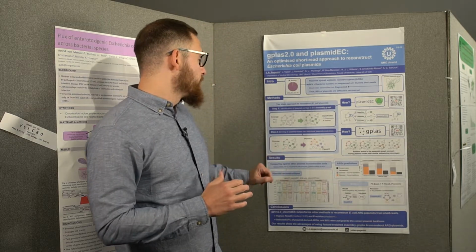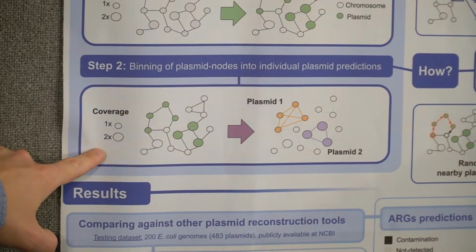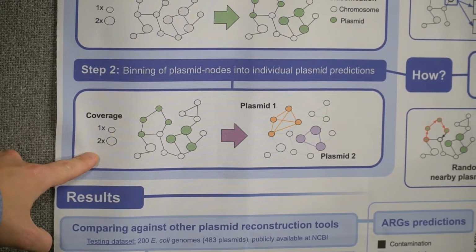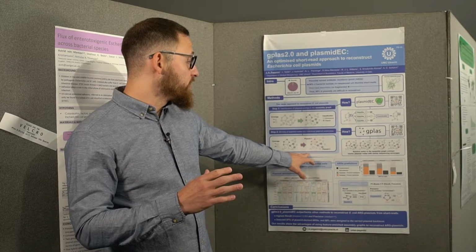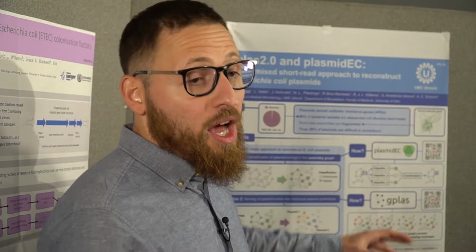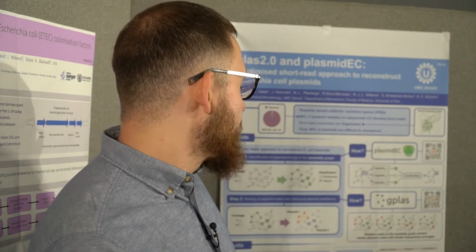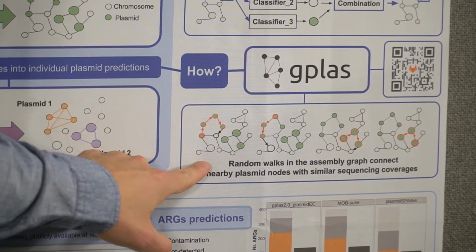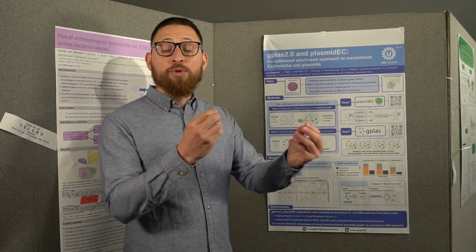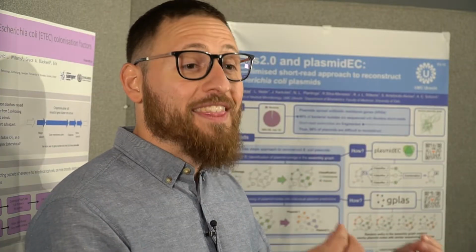In the second step, we will bin the nodes that were classified as a plasmid into individual plasmid predictions, as you can see here. To do this, we use G+. G+ is a tool that creates random walks through the assembly graph and connects neighboring plasmid contigs that have a similar sequencing coverage.